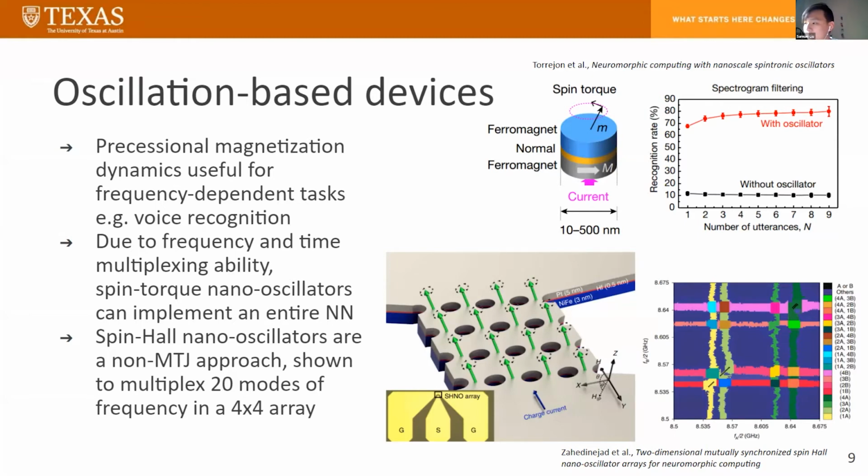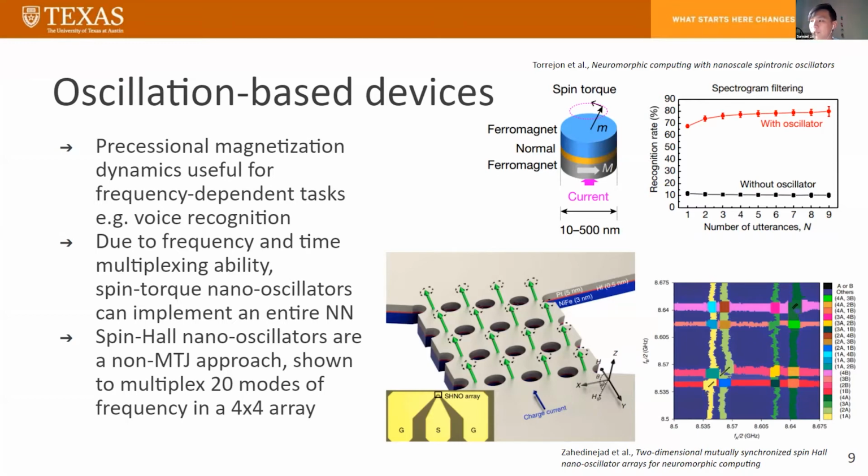Torrejon et al. performed classification of spoken digits using processed data with a single spin-torque nano oscillator and reached near ideal software classification. You can see that in the graph on the top right, versus around 10% for the unprocessed data, which is about equivalent to a random guess.